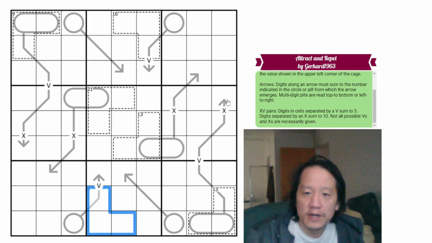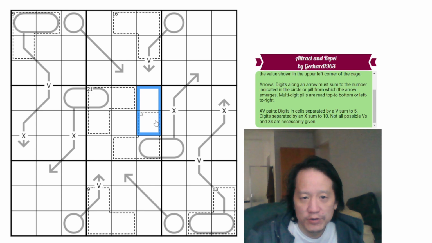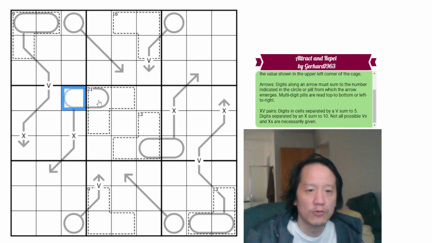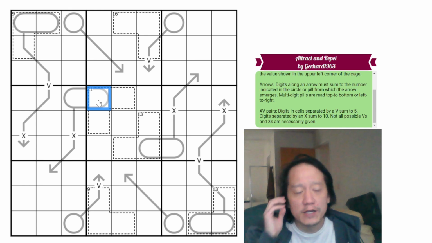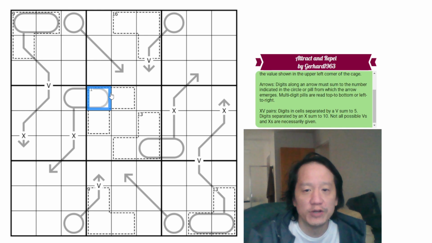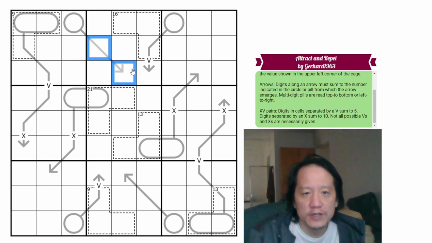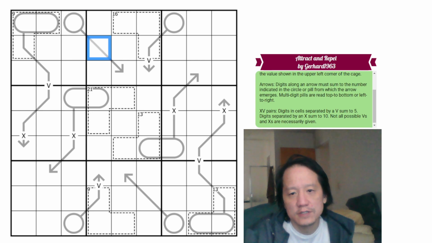Digits along an arrow must sum to the number indicated in the circle or pill from which the arrow emerges. Multi-digit pills are read top to bottom, which there are no examples of here, or left to right. So the left number is the tens digit, and the right number is the ones digit in reading. For an example, these two digits must add up to what that digit is. So this would work if this was a 2 and a 3, this would be 5.